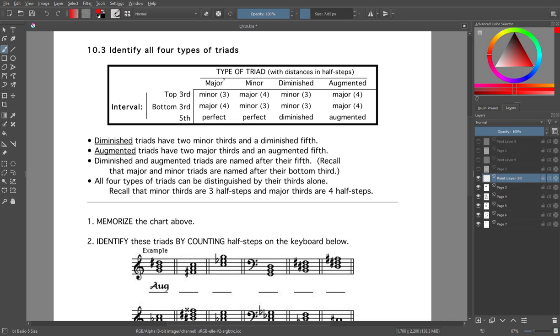So, for a major triad, our bottom third is major, and the top is minor. For minor, the bottom is minor, and the top is major. For diminished, both thirds are going to be minor. And for augmented, both thirds are going to be major. Minor third has 3 half steps, major third has 4.